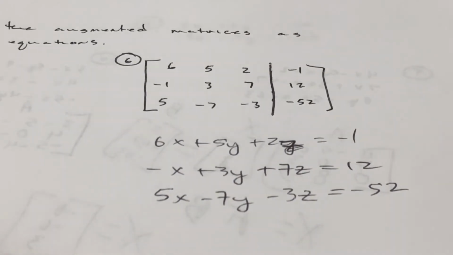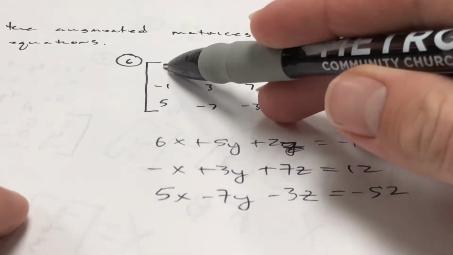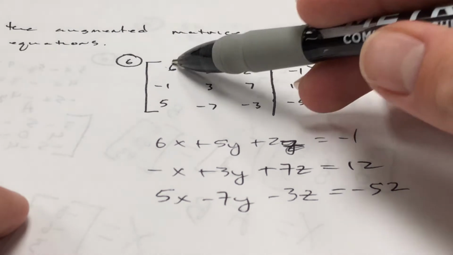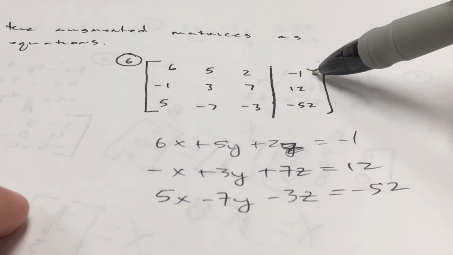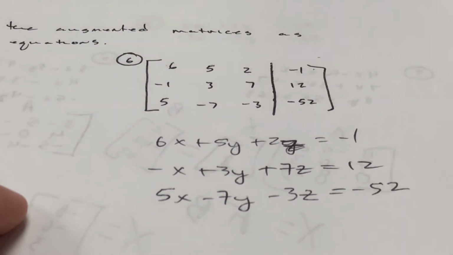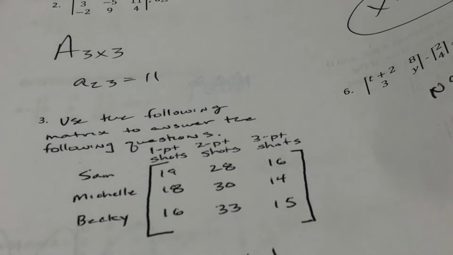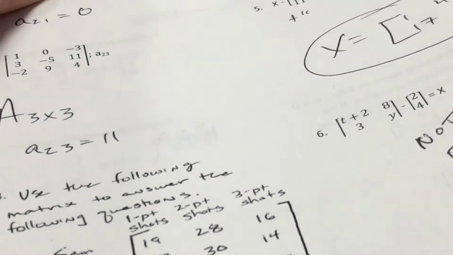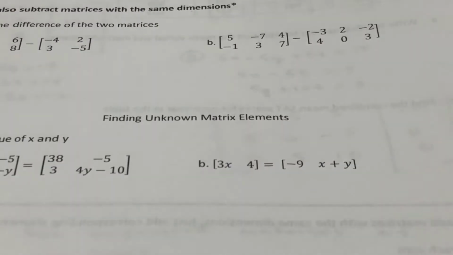And on 6 here, x, y, z, answer. 6x plus 5y plus 2z is a -1. And then you can see how it finishes. All right, that was one we did in class. No answers there. All right, this is one that's still in your packet.